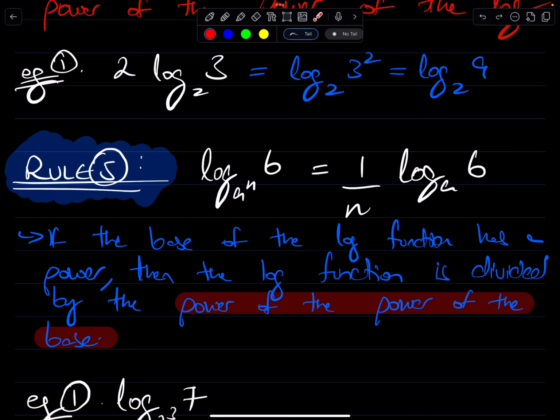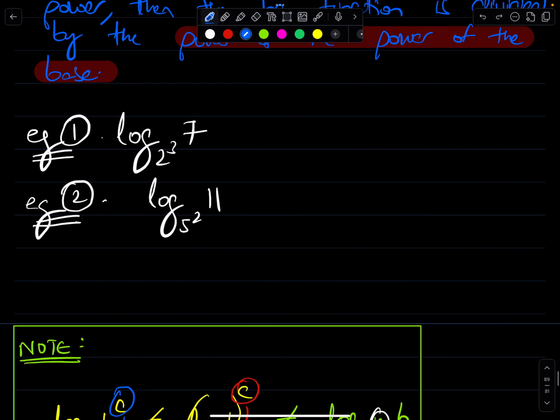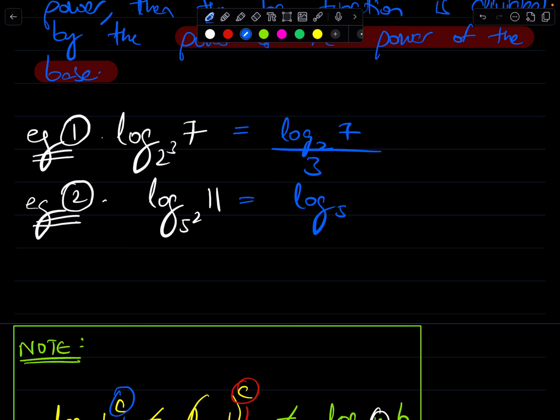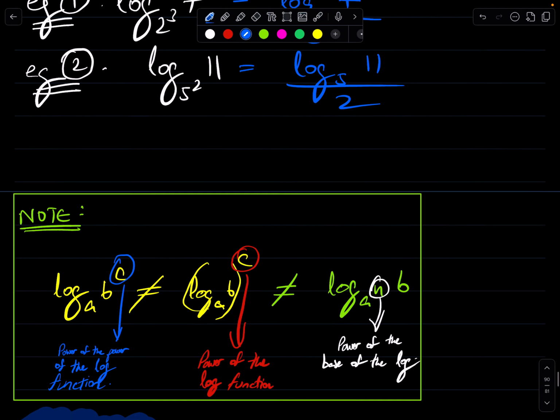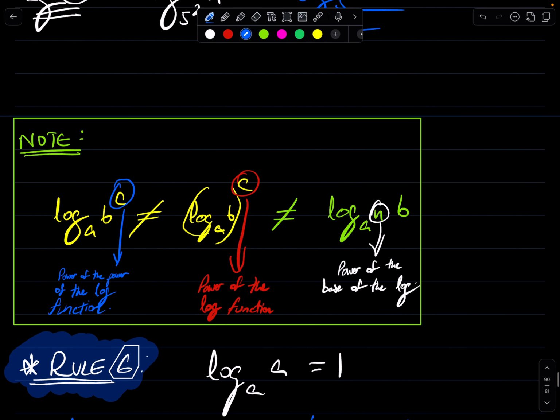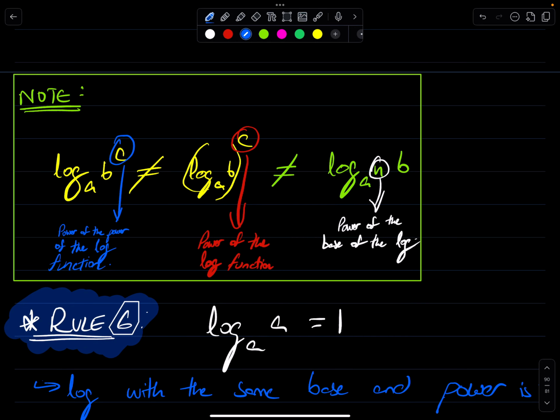And thus, let's solve a few examples yet again. So this can be written as this. The power of the base becomes the denominator. And in this case, we'll have log base 5 to the power 11 divided by 2. The whole thing is divided by 2. And then once again note that these three rules are not equal.